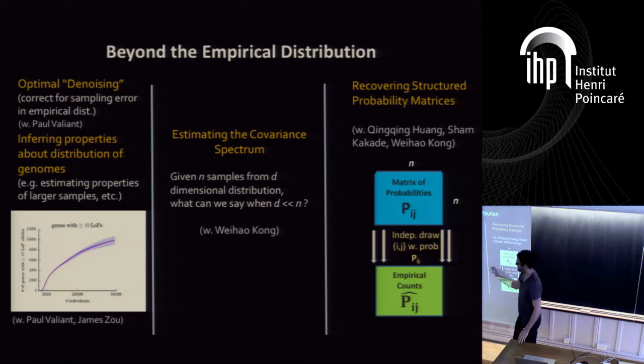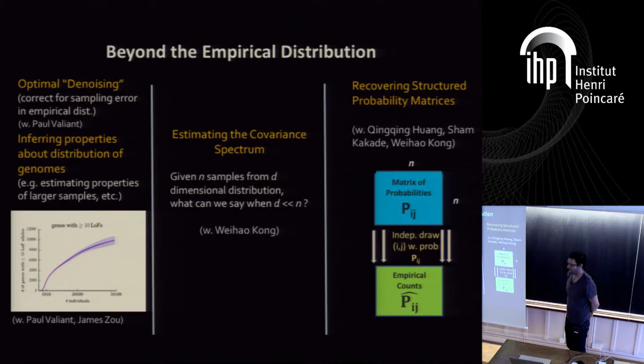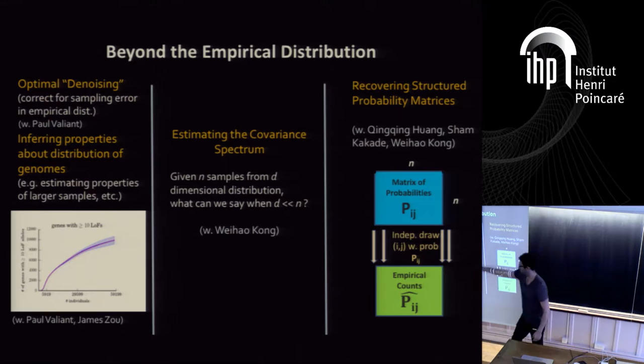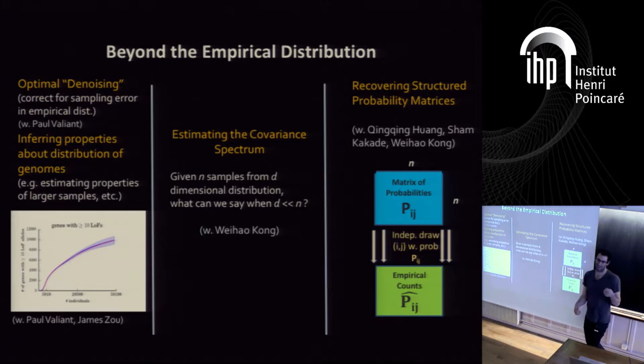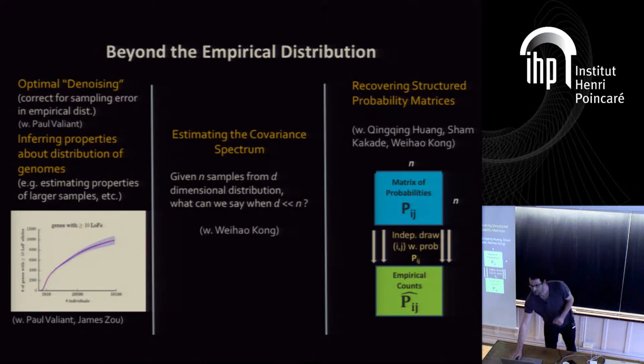So these are three different settings where we're going to investigate the extent to which you can accurately say things in the regime where the empirical distribution, the empirical matrix here, the empirical covariance here, is less accurate than you'd like, and how do you actually compensate for this? Are we on board with the plan?